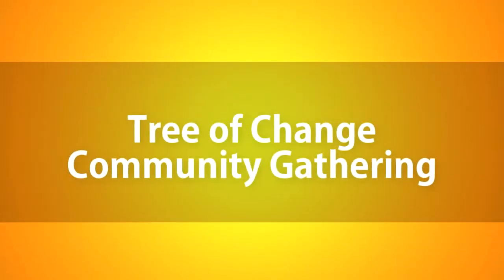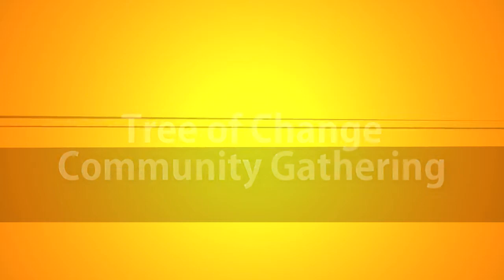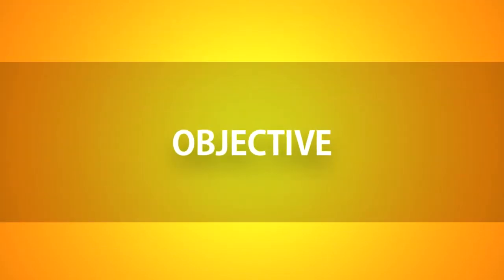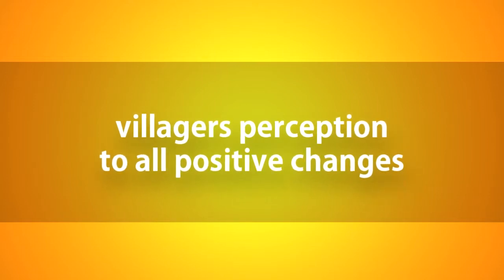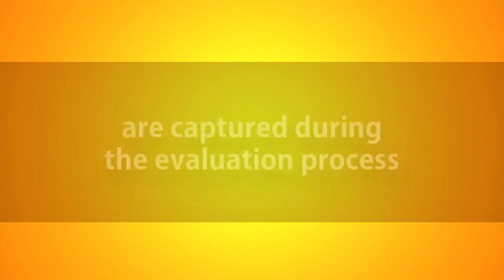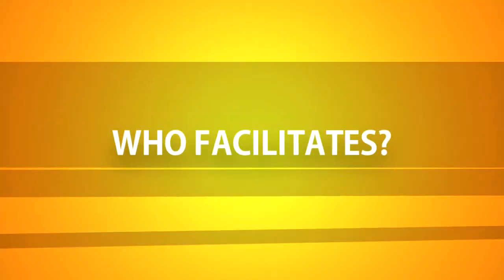The Tree of Change community gathering. This tool is used during evaluation after the second phase. Objective: to make sure the villagers' perception with regards to all changes that are important to them is captured during the evaluation process.